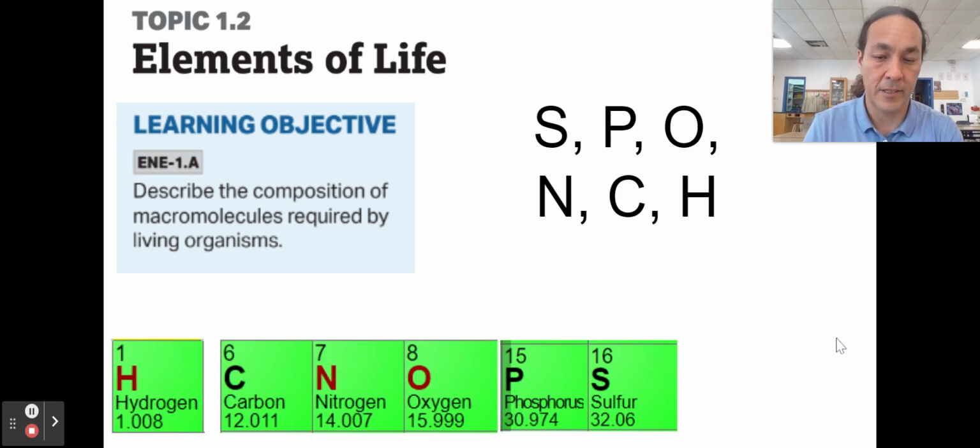You just need to remember SPONCH. And so that's sulfur, phosphorus, oxygen, nitrogen, carbon, and hydrogen. There's more elements that are required for life. There are many elements that are used with enzymes that are important, but these are the ones that we're going to kind of focus on here.